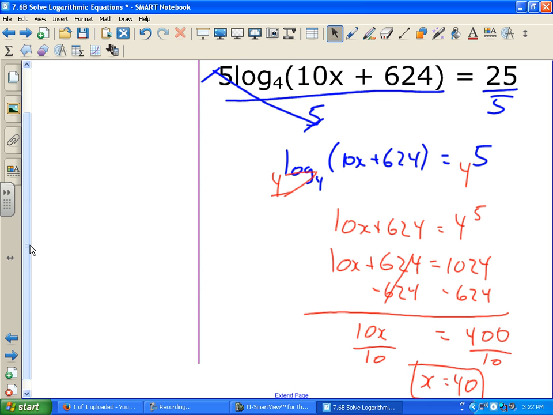That's the nuts and bolts of it. Get those logs by themselves, get rid of the logs by introducing a base, solve for x. Very similar to what we did yesterday. In fact, it's the inverse of what we did yesterday.